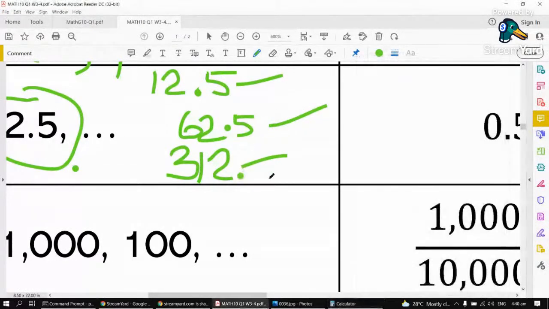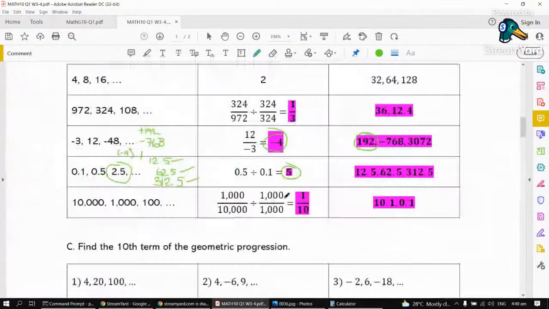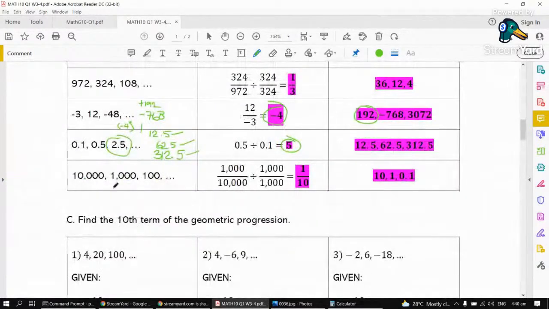So, meron palang 0.5 dito. 0.5, 12.5, 62.5, 312.5. Okay?